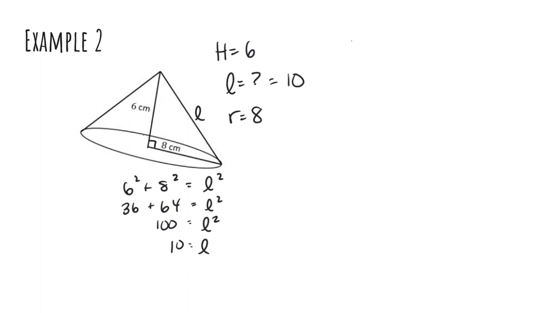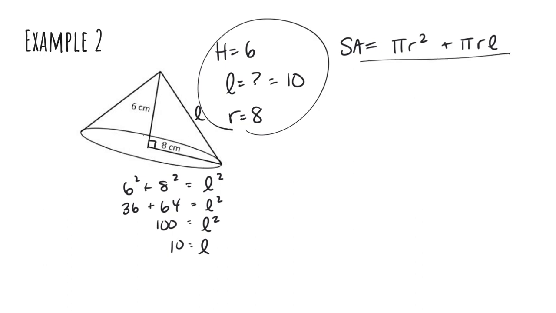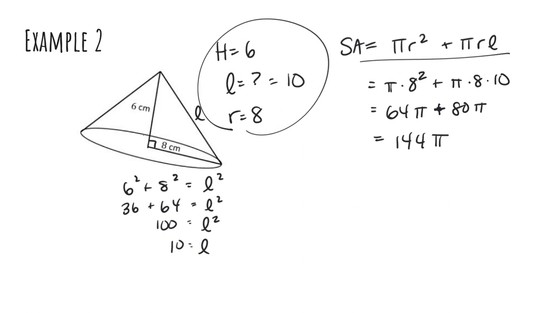So with this, I'm going to start with my surface area formula, pi r squared plus pi r L. I like always writing down my known information and my formula. Then I can go ahead and plug everything in. Pi times my radius squared plus pi times my radius times my lateral height. 64 pi plus 80 pi equals 144 pi centimeters squared. We could approximate that if we were asked to round.